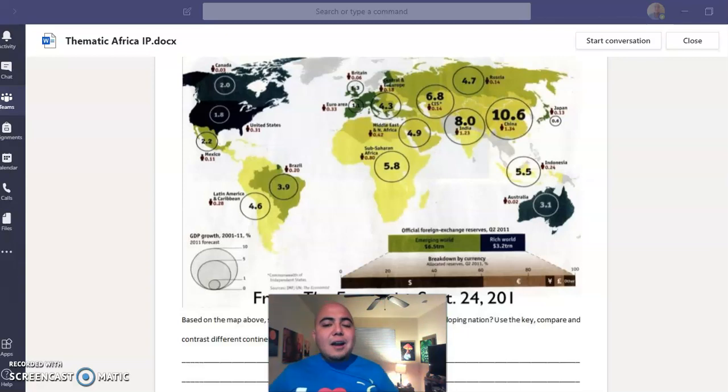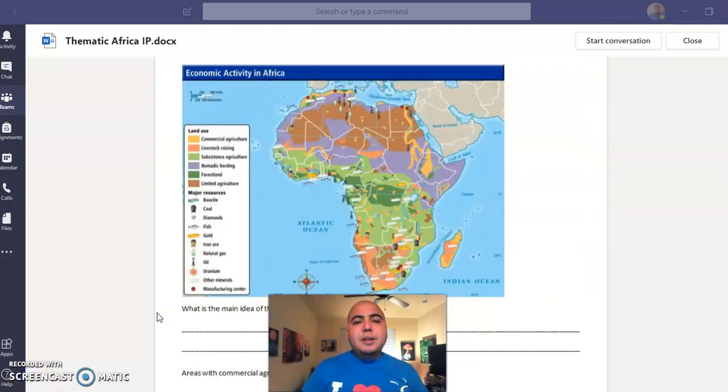All right, so Sub-Saharan Africa will be considered a developing region. If you notice right here, 5.8, this color, we've talked about how Africa is a struggling continent. And if you see over here, Western Europe, it's developed, and especially the United States. Okay, the next part, economic activity in Africa.